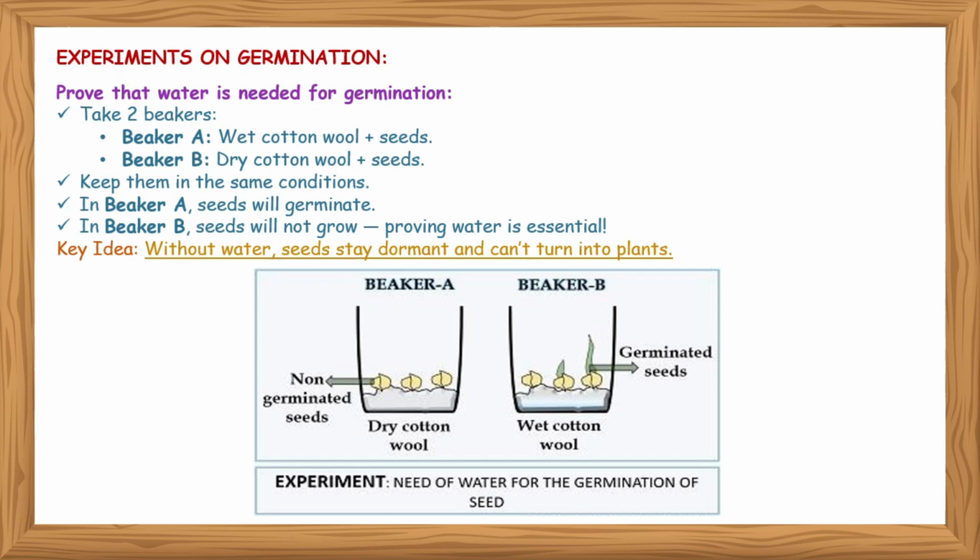In beaker A, seeds will germinate because there is wet cotton wool, and from the wet cotton wool the seeds will get the water. But in beaker B, seeds will not grow, proving water is essential. The idea is that without water, seeds stay dormant but can't turn into plants. This is the image showing the need of water for the germination of seed.